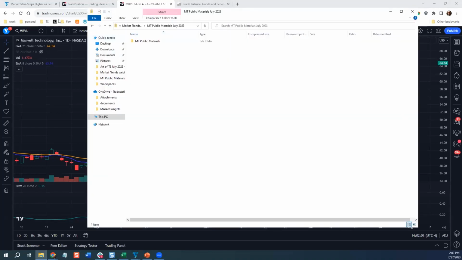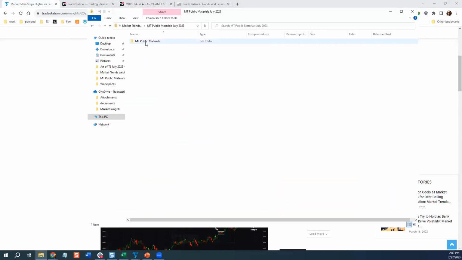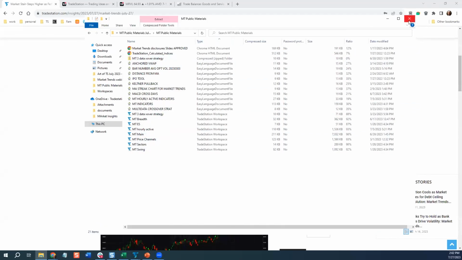If you go into the zip file, downloads available here, this is what you're going to see. You're going to see one folder. Go down to that folder. These are the PowerPoints with some information for you, and then these are a series of EasyLanguage files, which basically have a bunch of indicators in them. And then these blue items are the workspaces that we're using. So you load the indicators before you use the workspaces. Let me just close that now.